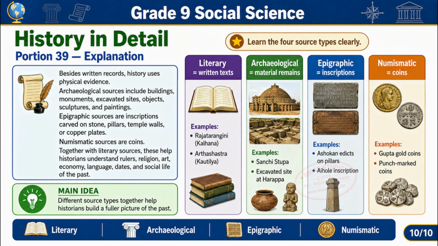Numismatic sources are coins. The lesson's figures show examples like manuscripts, terracotta figurines, sculptures, inscriptions, and coins. These sources help historians understand rulers, religion, art, economy, language, dates, and social life of the past.